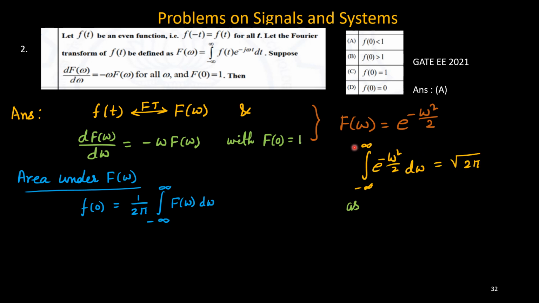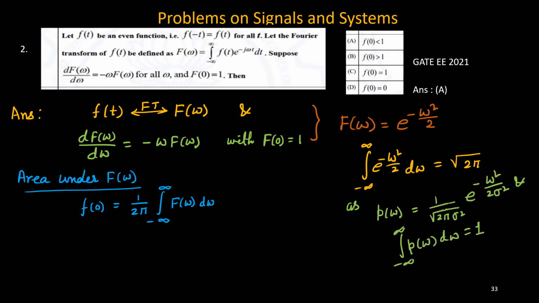So in this area, minus infinity to plus infinity, e to the power minus omega square by 2 dW, this will be simply square root of 2 pi. Why? Because if I consider a Gaussian probability density function P(W), that is e to the power minus omega square by 2 sigma square, then the factor is 1 upon square root 2 pi sigma square. It is becoming a Gaussian probability density function, and total probability is always 1. Integration of P(W) dW equals 1.